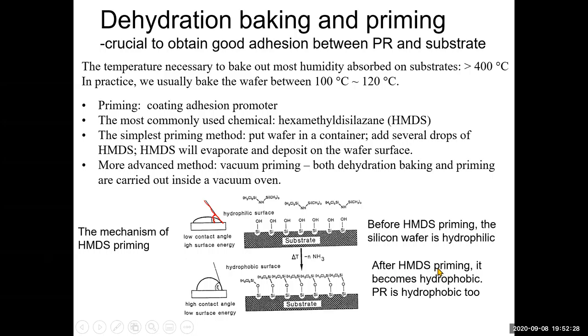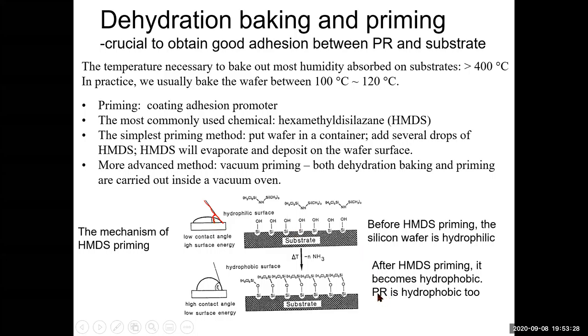And after HMDS priming, it becomes hydrophobic. So actually a monolayer of HMDS molecules is formed on the substrate, and then the silicon surface is converted from hydrophilic to hydrophobic. Phobic means hate, so now the surface hates water. Then if you add a drop of water on this hydrophobic surface, the water droplet tends to retain its shape, and the contact angle is large. So a hydrophobic surface has a high contact angle compared to a hydrophilic one.